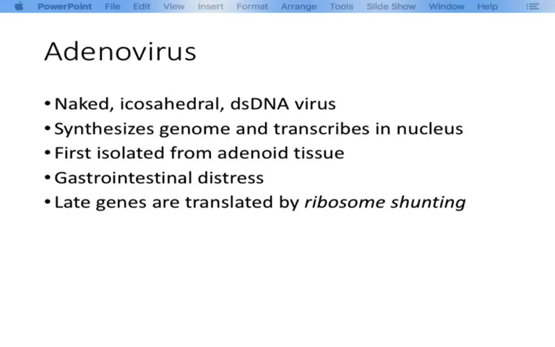We oftentimes don't think about it though. It's not one that causes death in the same way as influenza. Most of the time, the symptoms might mimic something like norovirus or cold, depending on where it's localized. And then the late genes are translated by this process known as ribosome shunting. And this is not one that we've discussed, but one that I'll just kind of bring up a picture to show you what this means later on.